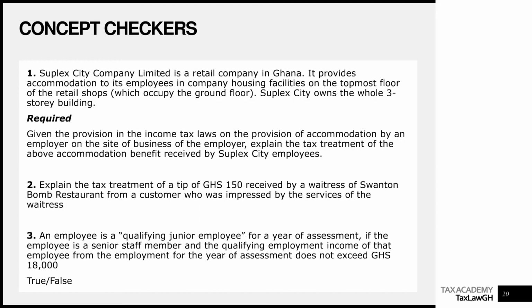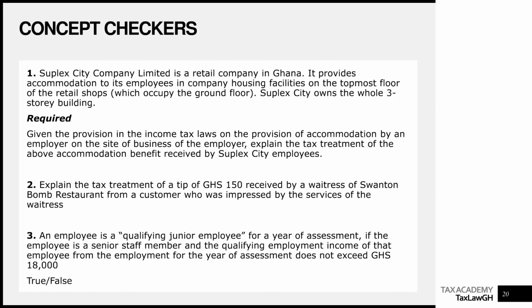Okay, so let me help you out. Remember, we said those who are exempt will be persons who work with mining companies, building companies, timber, building, construction, farming, petroleum. I hope I didn't leave anything out here. So these main companies are the ones that enjoy the exemption. A retail company is not listed in the law as an employer that enjoys this benefit. So the answer will be Suplex City employees will be taxed on this employment benefit. How will they be taxed? We'll look at that in the next session.